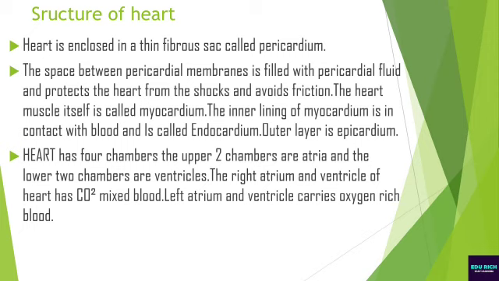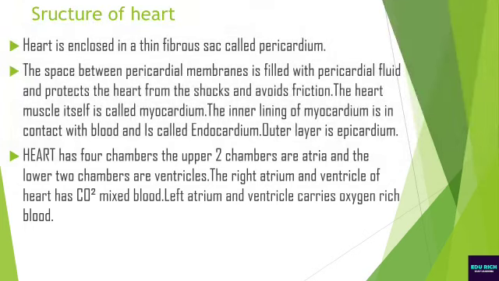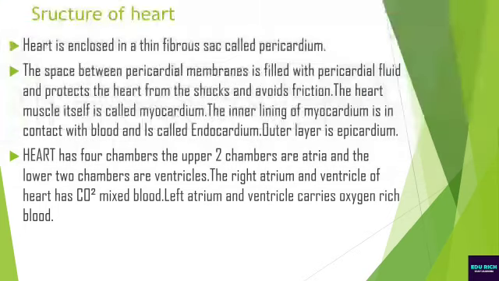Coming to the chambers of the heart, the heart has 4 chambers: 2 atria and 2 ventricles. The upper chambers are called atria and the lower chambers are called ventricles. Then we divide them into the left side and the right side of the heart. Commonly the right side of the heart has blood mixed with CO2, that is carbon dioxide, and the left side of the heart usually has oxygen rich blood. In simple terms, the right side has impure blood and the left side has oxygen rich blood.